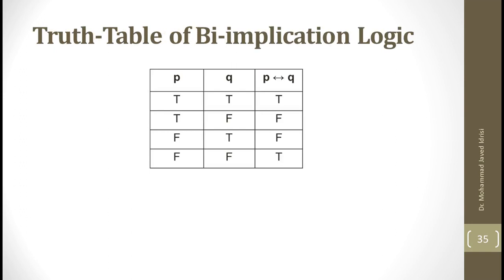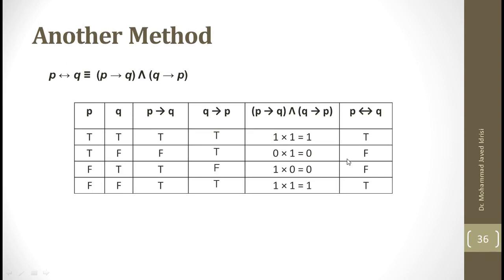This is the truth table of by implication logic. The by implication of P and Q is true only if P and Q are either true or false. This is another method to find the by implication of P and Q. The by implication of P and Q is equivalent to P implies Q and Q implies P. So if P and Q is given, we know that P implies Q is false if the first proposition is true and second one is false.